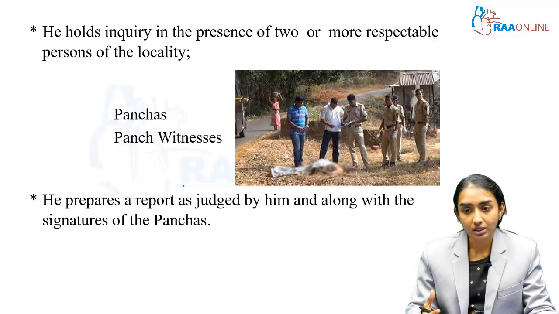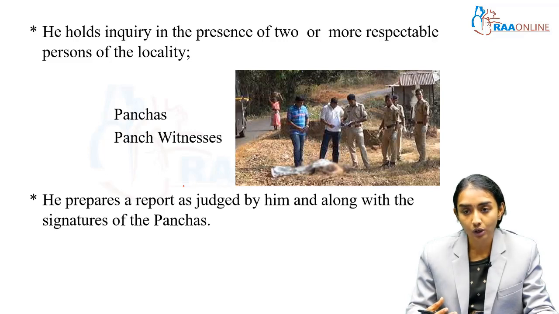Like I said, witnesses who are people in and around that area are called for and inquired, and they become the punch witnesses. The police will note any injuries found, such as abrasions or contusions, and the condition of the body, whether it is decomposed, and the condition of the clothes, whether there were any tears or any stains on the clothes.